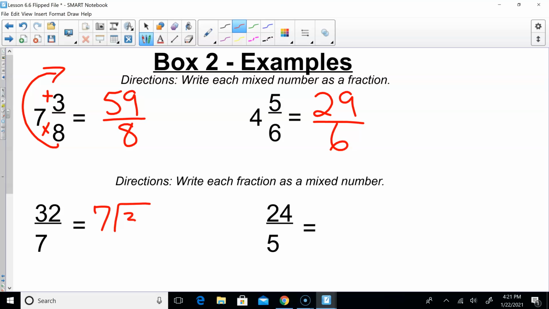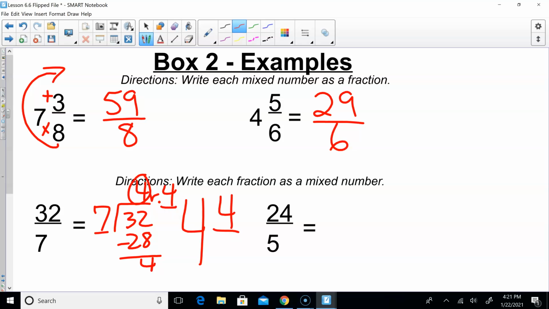7 divided by 32. I was going to almost put a 5 there. That'll be too many. A 4 works there. 28, that's a 4, so a remainder of 4. Now how do I write all these numbers? Whole number, 4. Numerator is the remainder. Divisor is my denominator. Excellent. And last but not least, 24/5.